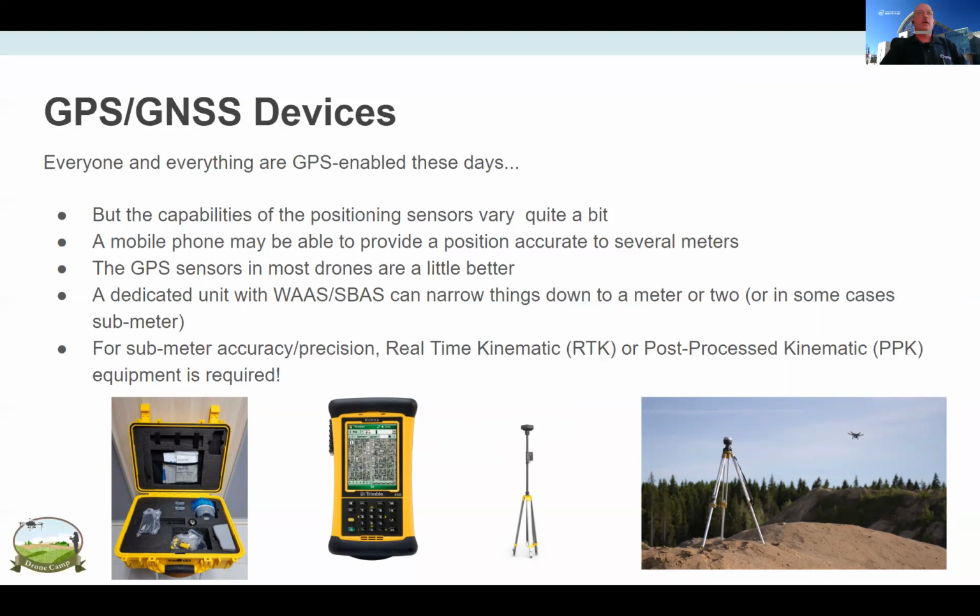WAAS, or satellite-based corrections, can narrow the position of a GPS unit down to a meter or two, or in some cases, maybe as good as half a meter. And that's where we're going to start to see improvements in our mapping products when we can locate our GCPs to that sort of accuracy.